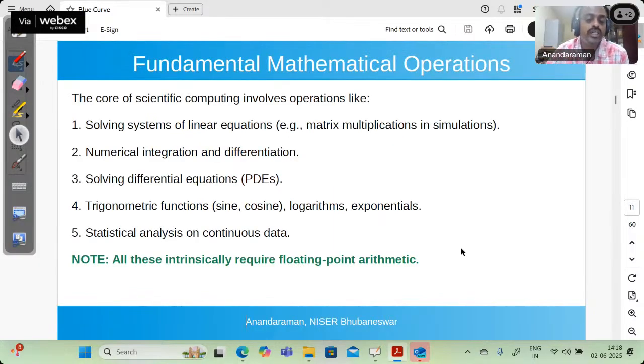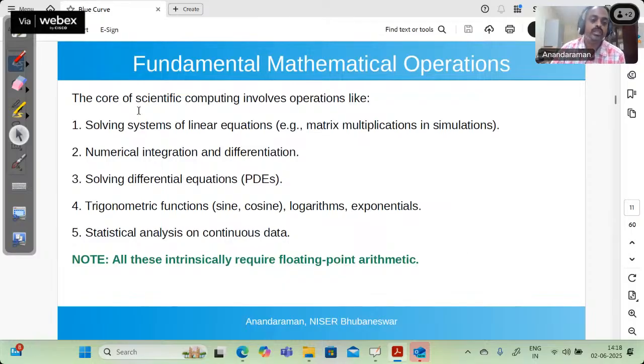So fundamentally, why do scientists need computers? Actually, every physical problem is mapped into a mathematical problem, and that mathematical problem has to be solved. So we need a computer to solve this mathematical problem, and most of the problems belong to partial differential equations. A partial differential equation as such cannot be solved by a digital computer. So it has to be converted into linear algebraic equations, then mapped to a matrix, and then the matrix is solved by the computer.